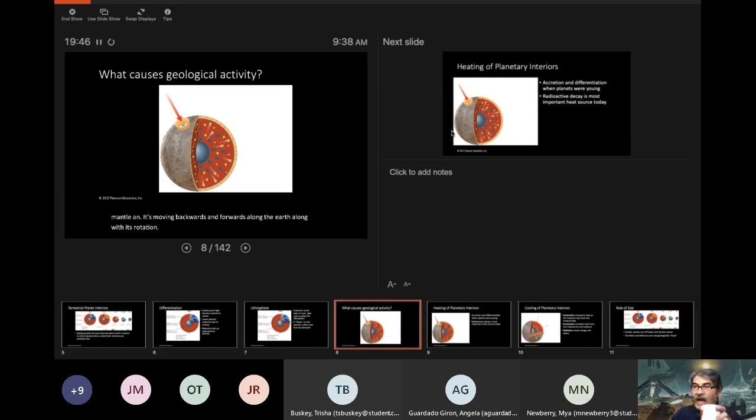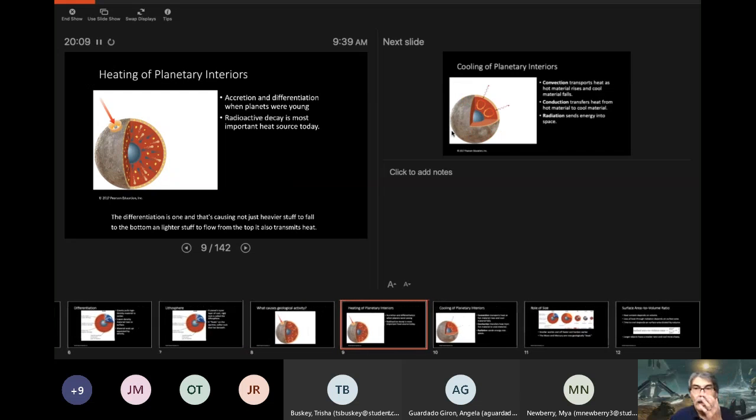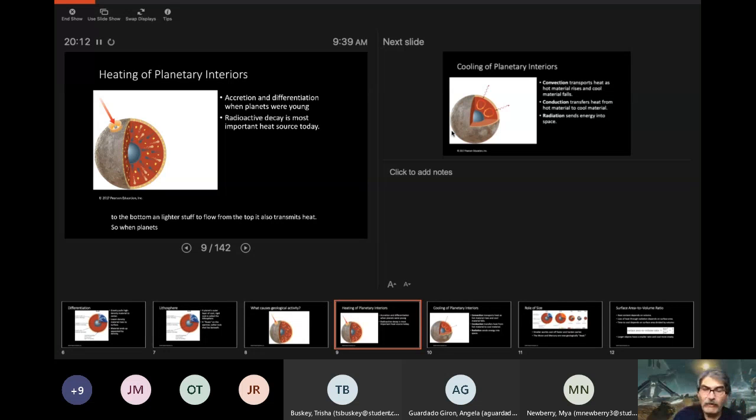So the other thing I want to say is what causes geologic activity. The differentiation is one, and that's causing not just heavier stuff to fall to the bottom and lighter stuff to flow from the top. It also transmits heat. So when planets are very young, and we've talked about this, but I'm just going to put it in here for the sake of argument, there's accretion and differentiation. Accretion is like when the planet is actually collecting material. It has enough gravity that things are going to orbit it before it crashes into it.